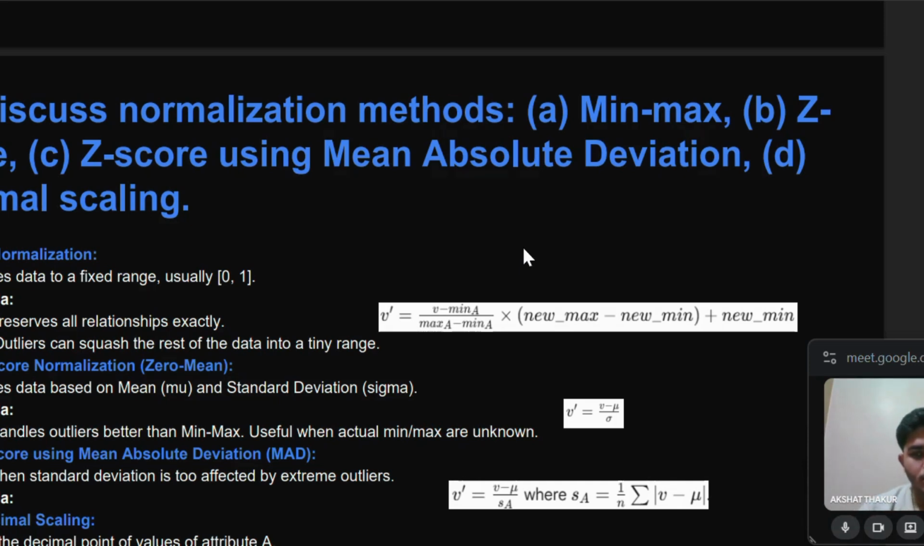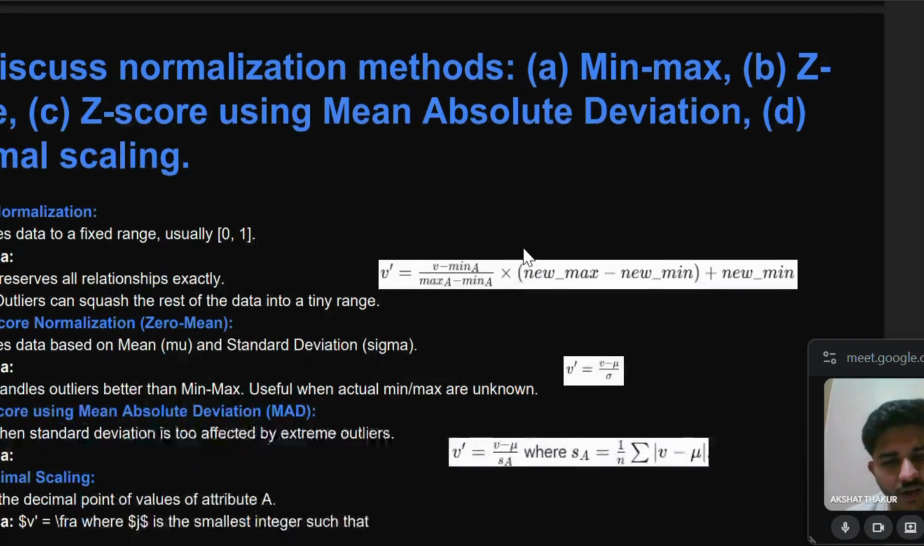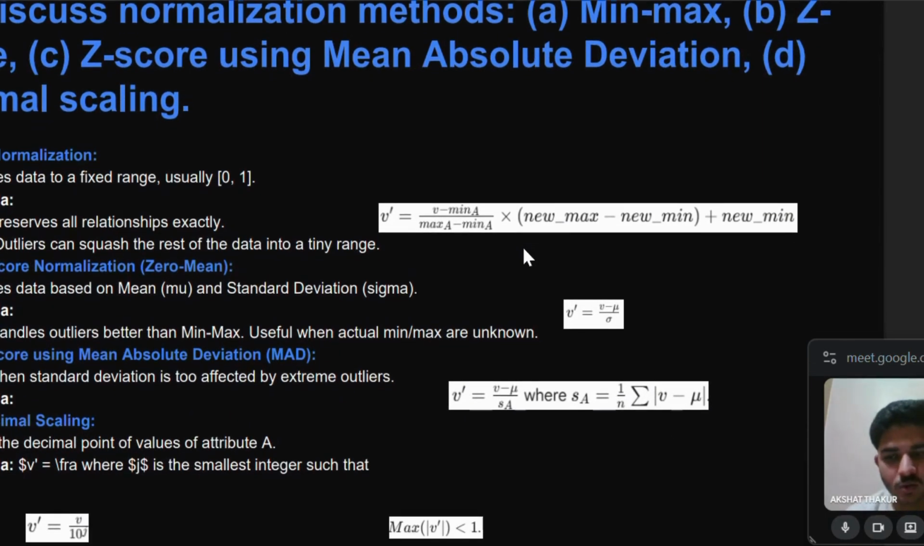Moving to the next, z-score normalization, which gives zero mean. It rescales data based on the mean mu and standard deviation sigma. The formula is v' equals (v minus mu) divided by sigma. Pros: it handles outliers better than min-max and is used when the actual min and max are unknown.